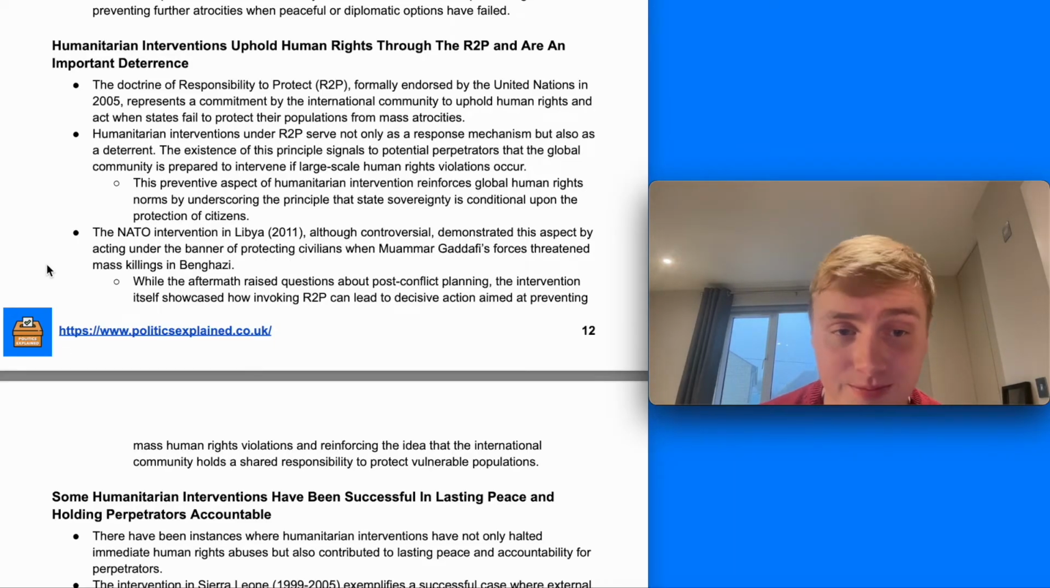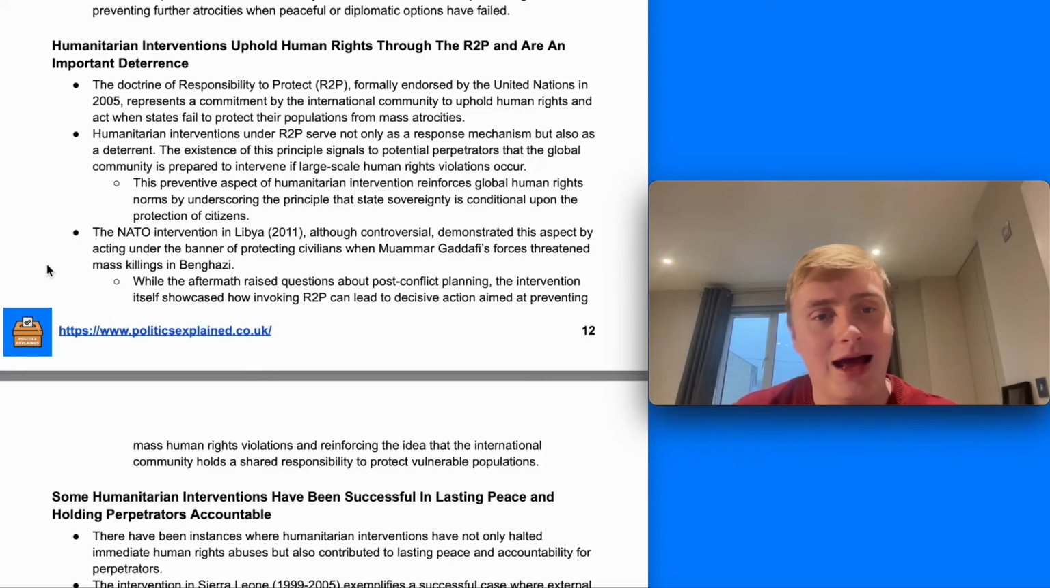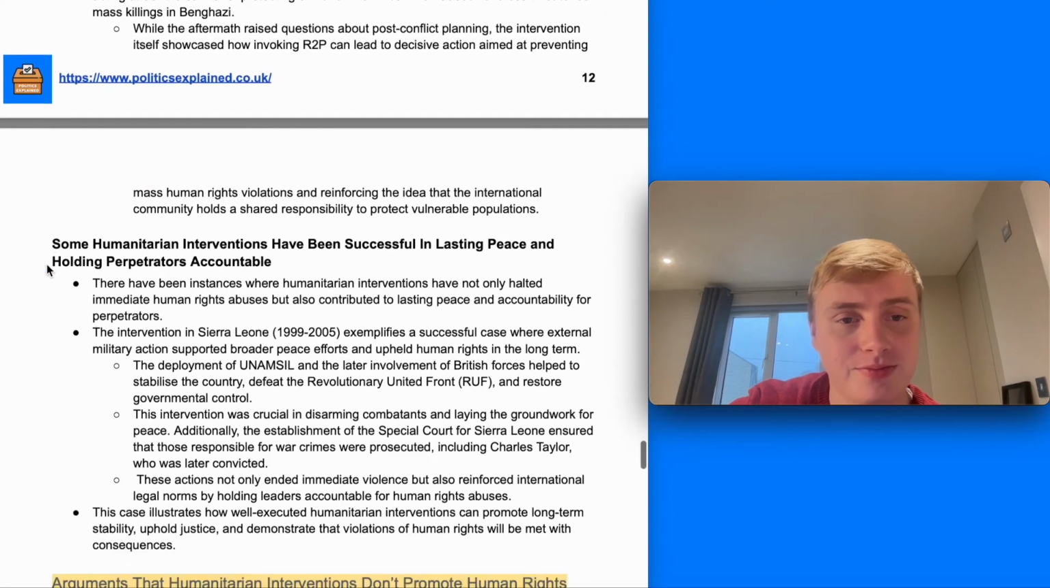And you could potentially use the NATO intervention in Libya as an example where the responsibility to protect was invoked, or it wasn't formally invoked, but it was used and it protected civilians from immediate human rights violations as a consequence.